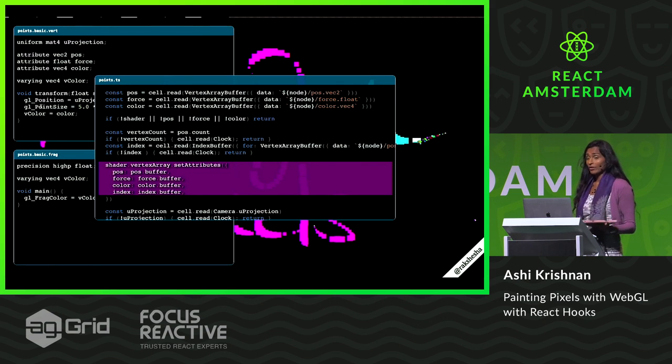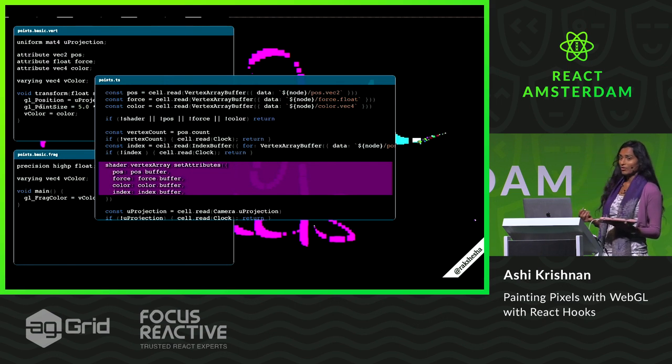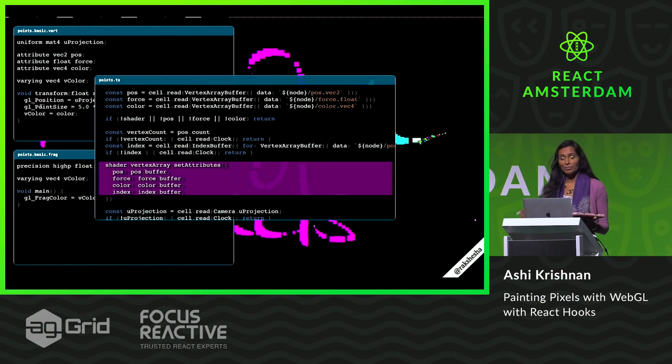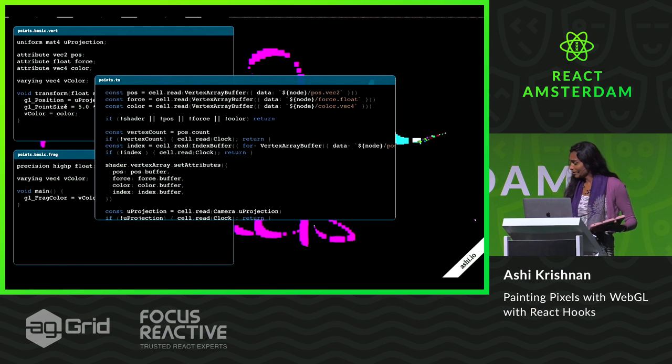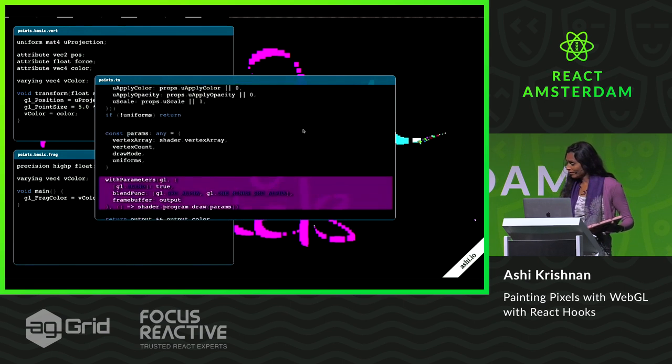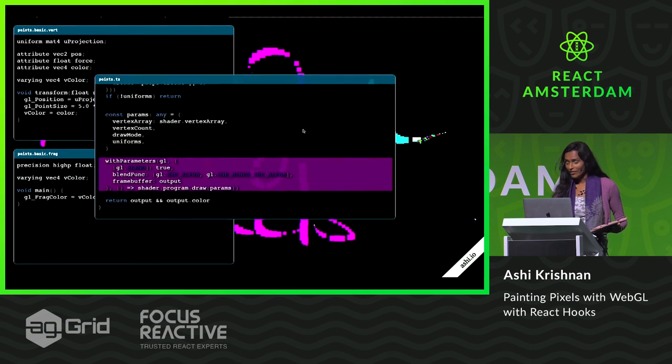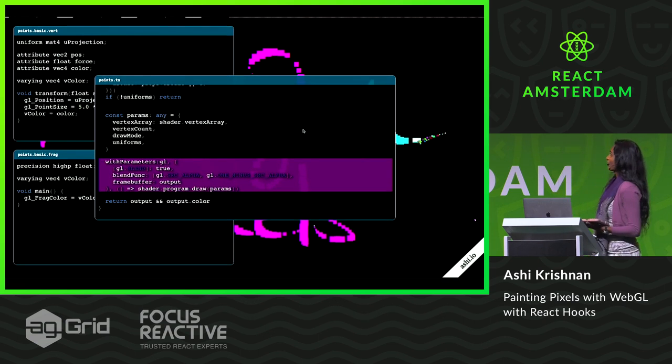So we have this vertex array object, and we call set attributes on it. And we say, here are some buffers that you should use to feed data into the vertex shader. And then we draw the whole thing. I have too many screens, really. Yeah, so this whole with parameters thing says, okay, with blending on and with this blend function, which is the blend function to use, please draw the program.